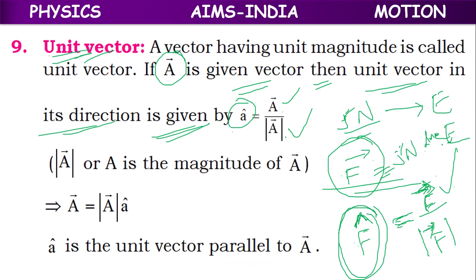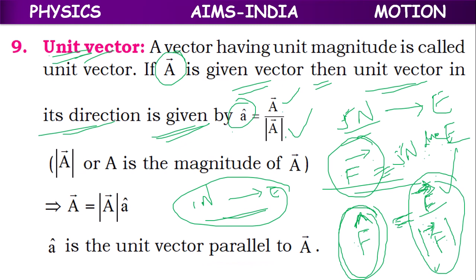Means F, 5 newtons due east, divided by 5 newtons. So 5 newtons get cancelled. What will remain? 1 newton towards east direction will remain after this division. So 1 newton in the east direction means the original vector is moving towards east, and its unit vector is also moving towards east. But the original vector magnitude is 5 units, while its unit vector magnitude is 1 unit. That is the difference.